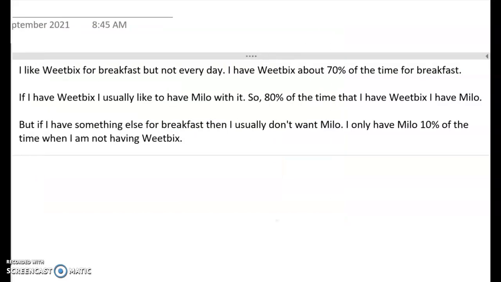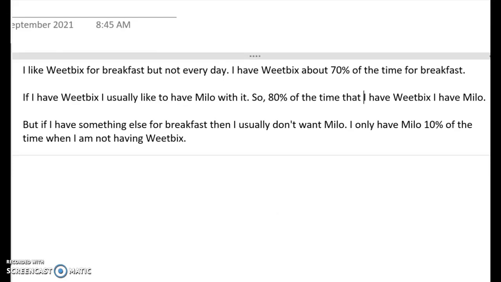Right, so I like Weet-Bix for breakfast, but I don't like it every day. So around 70% of the time I have Weet-Bix for breakfast. And then if I have Weet-Bix, I usually like having Milo with it. So if I have Weet-Bix, then 80% of the time I will have a cup of Milo with the Weet-Bix. But if I have something else, I don't usually want Milo. And I just have Milo 10% of the time when I'm not having Weet-Bix.